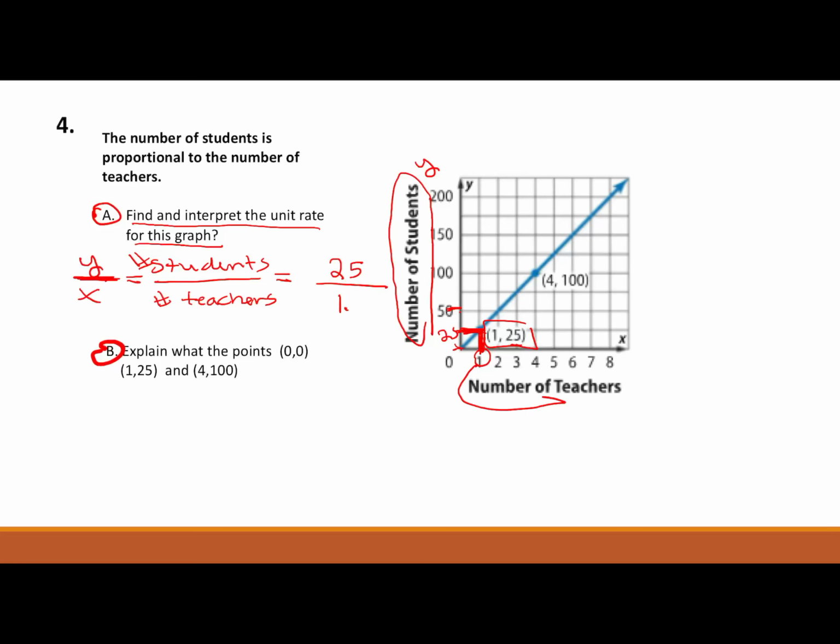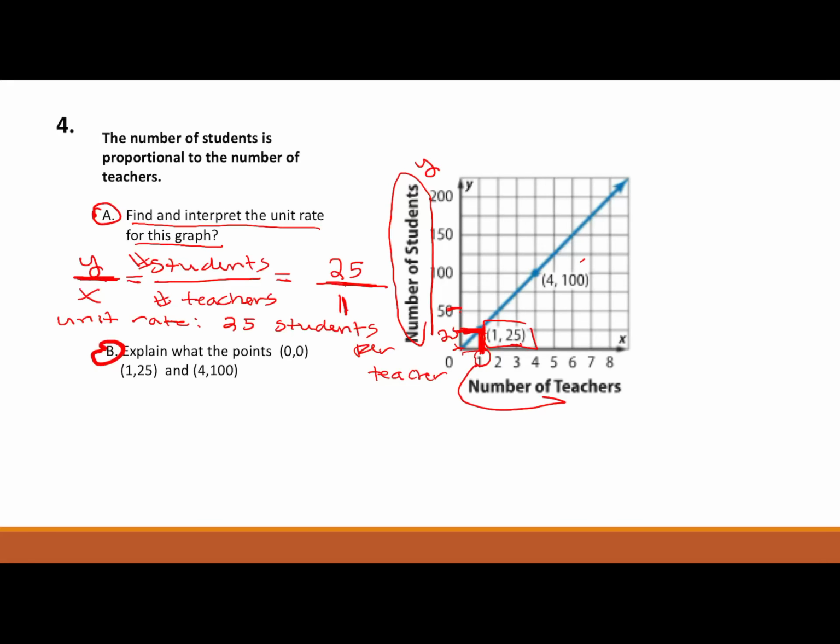Remember, the unit rate tells you how much for 1. So you just have to go to the x-axis and go to 1 and go up to the graph, and that will tell you. Or you can just write it out. We have 25 students divided by 1 teacher, so the unit rate is 25 students per teacher.